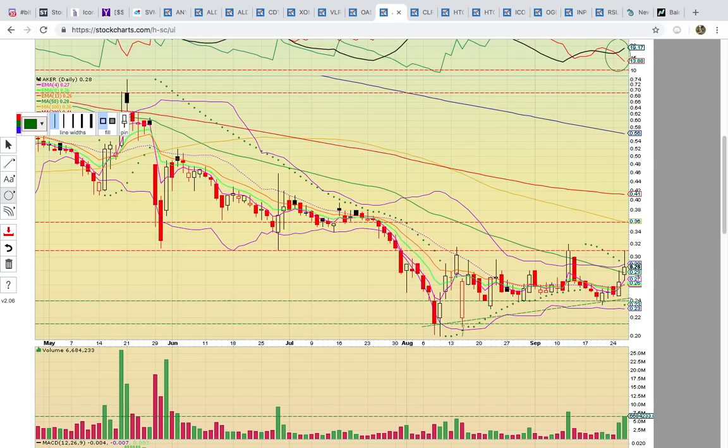It closed above the green line, the 50-day simple moving average at 28, for the second time in the month of September. And so maybe the second time here will be the charm. It needs to hold that level. If it were to drop below 28, that would signal more consolidation, not ready to go. It's really only a good play right now if it can get above that level.